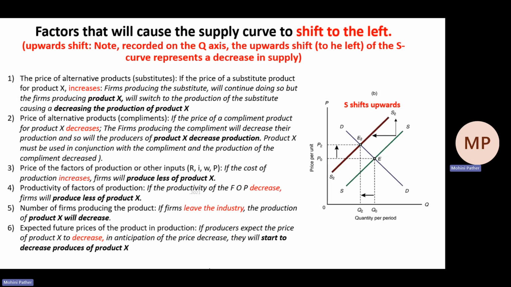So, of course, you'll remember for the factors of production, we get rent, interest, wages, or profits. So if the cost of production increases, then firms will produce less of the product. If it becomes more expensive to produce, then we simply can't afford to keep producing at the level we were. We'll look at that more when we get to the second part of this textbook.